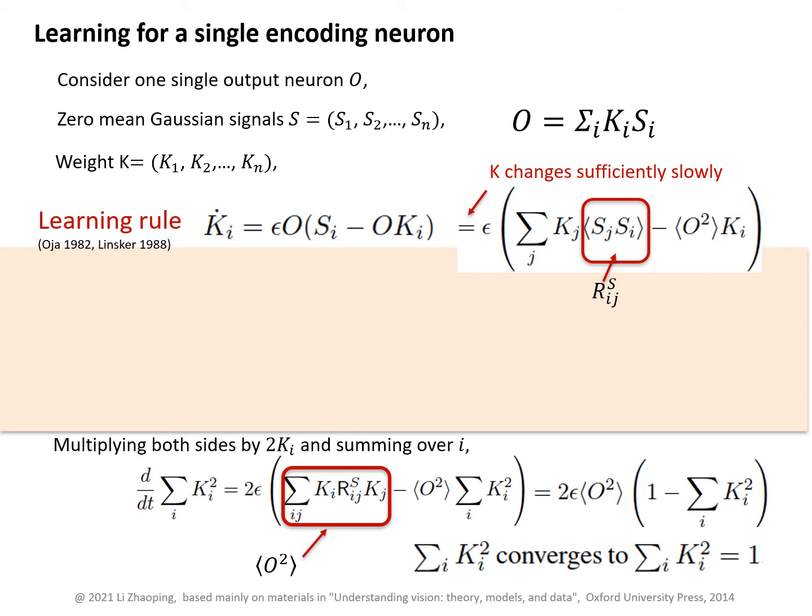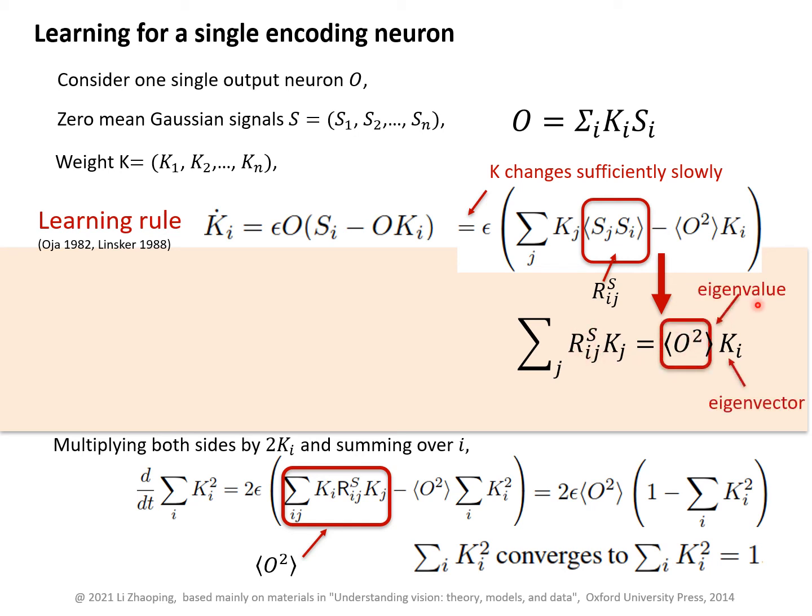Now let's look deeper. When the learning converges, this left-hand side is also 0 because k no longer changes. Then this right-hand side can be written as this equation. This means that after learning, this k vector is an eigenvector of this correlation matrix, and with this as the eigenvalue.